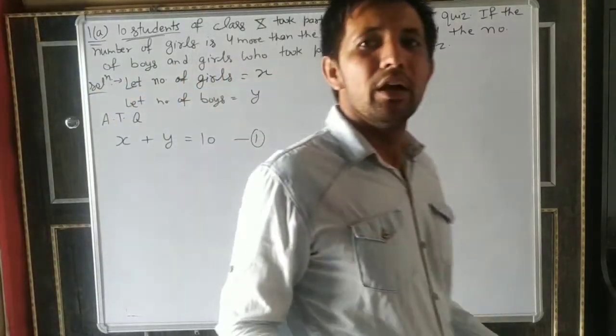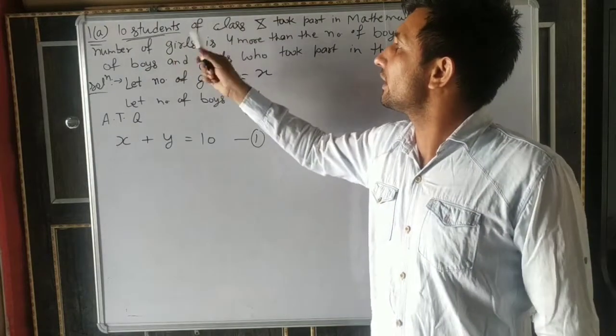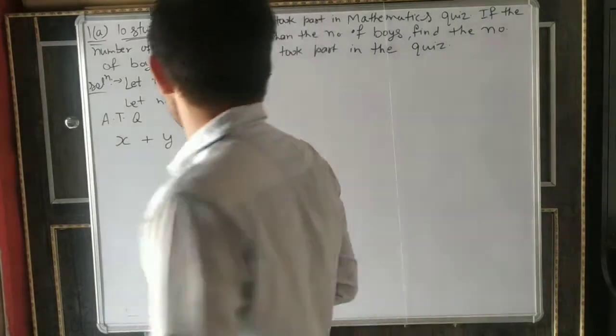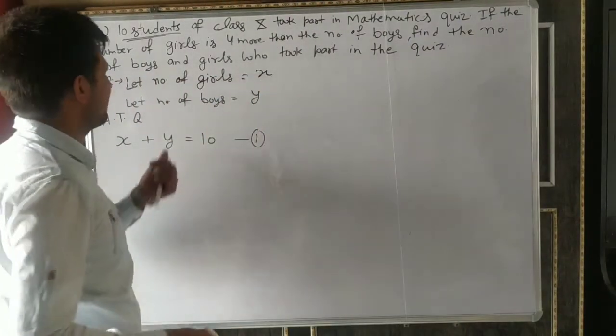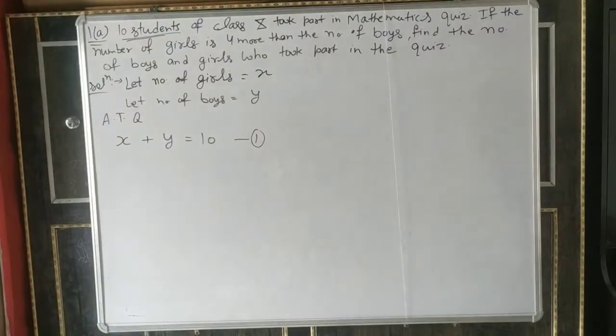Understand it? Is it the first equation or not? Because the number of students is 10, girls plus boys: x plus y is 10. If you write boys as x and girls as y, then y plus x equals 10. Next, what will we do?